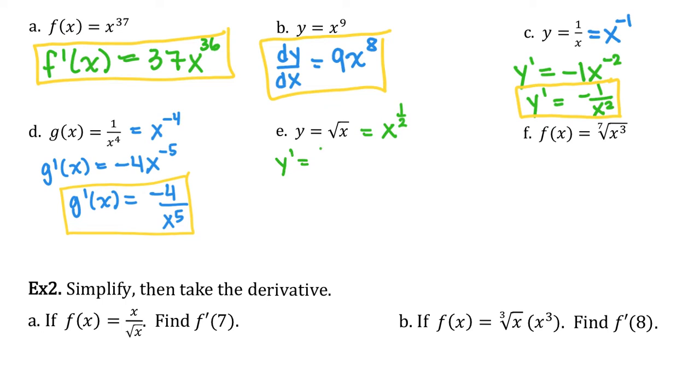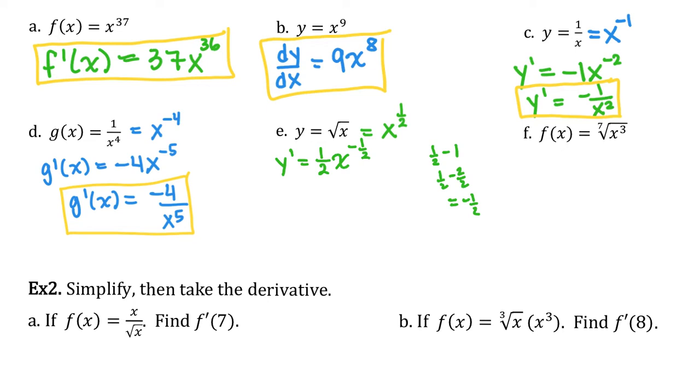Okay, I'm going to bring down the 1/2. x to the, now I need to lower this a degree. So I'm taking the 1/2 and I'm subtracting 1. I'm lowering it by a degree, which is 1/2 minus 2/2, which is negative 1/2. So this goes down to negative 1/2.